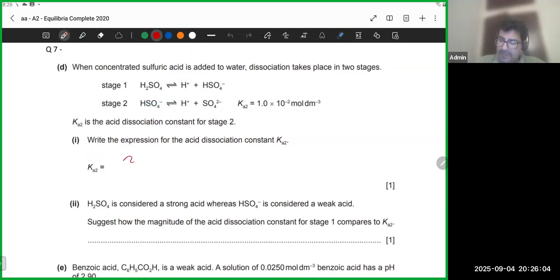So he's asking you to write the expression. The expression is the H plus concentration times the SO4 2 minus concentration, divided by the HSO4 minus concentration.